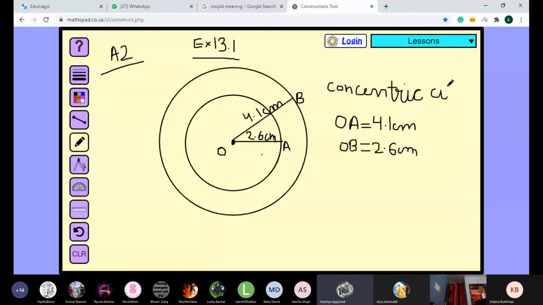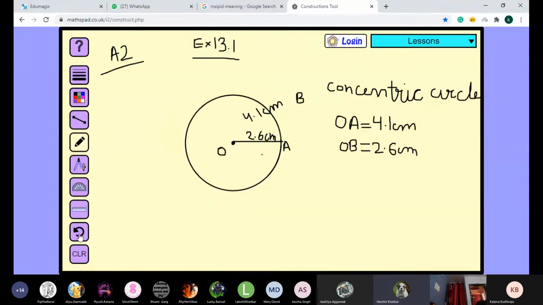Ma'am, we have written OA equals 4.1 centimeter, but which line have you drawn? You have written 1.6 centimeter there. Yes, this is 2.6. Actually, in this software, once I undo, I cannot revert it. So this is 4.1. Because of the call, I got disturbed.